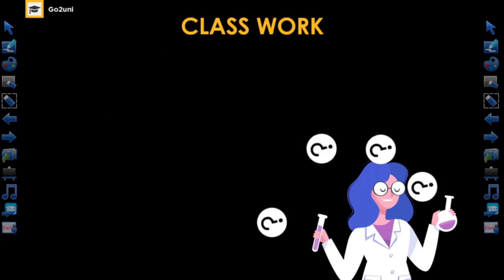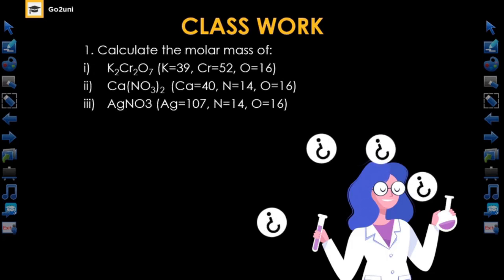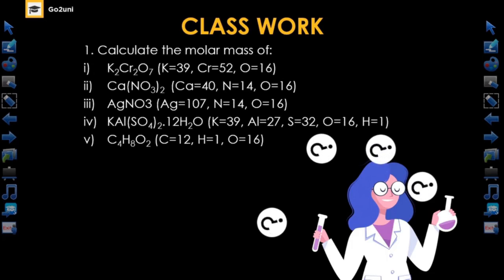So, dear students, you have to go ahead and solve the following questions. You're asked to calculate the molar mass of the following compounds as displayed. Their relative atomic masses are provided. So just as we have seen, you ought to sum them up, taking into cognizance elements that have 2 or 3 atoms in them. So take note of that and proceed.